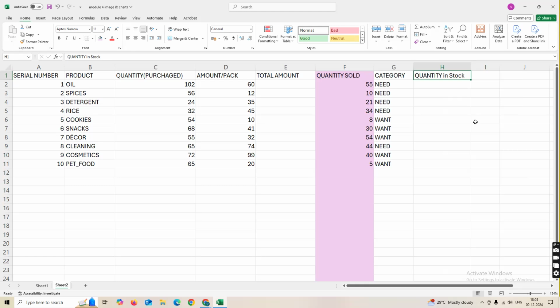Yeah, till here I am done. Amount per pack. Okay. Have you added quantity sold, category? No, no, I will do that. It should be less than the quantity we buy.